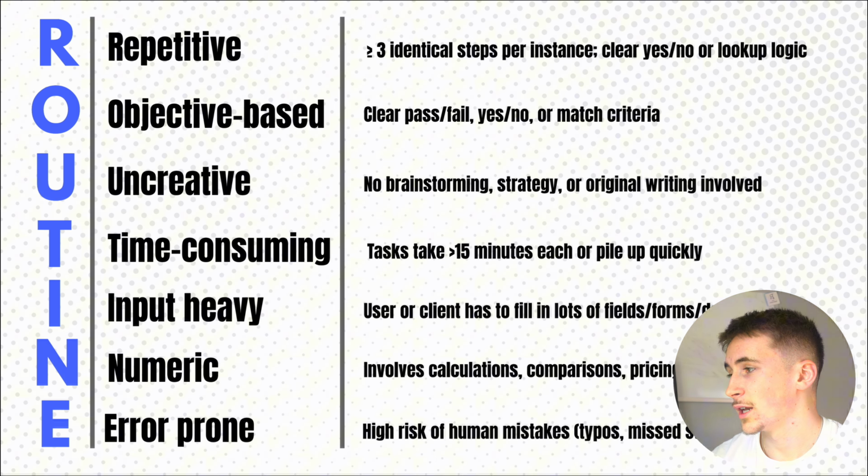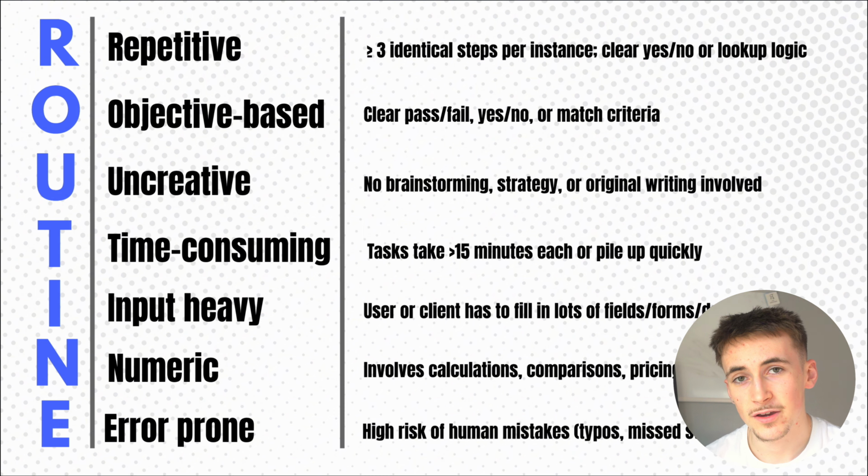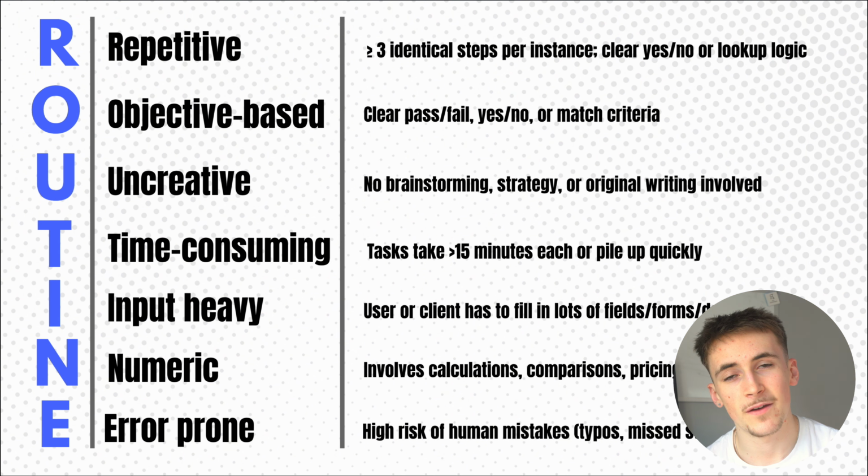And then O for objective based. If there's a clear pass or fail, yes or no, or match criteria, this is also a good place for AI to come in because it doesn't have to do too much heavy lifting when it comes to decision making. If it's just set in stone, that's a great place for an AI agent or AI system to come in and automate some parts of that process.